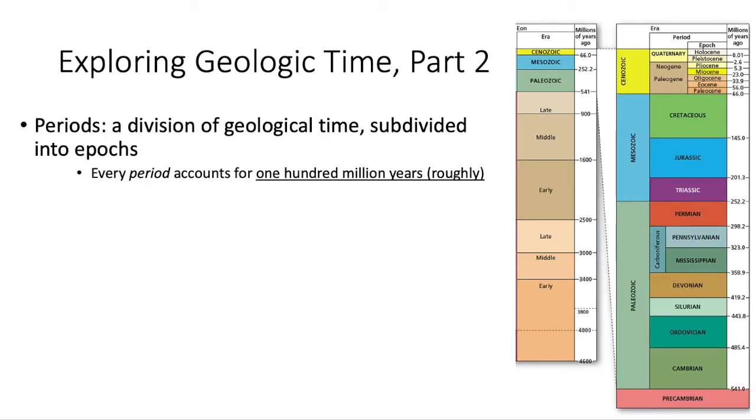All right, so every era is divided into periods. And so every period represents about 100 million years, roughly speaking. And so we can see some of the periods that you see here. And you've probably heard about this, especially when you were young and learning about dinosaurs. So the Cambrian period, or the Permian period, or the Mississippian, or the Jurassic period. Those account for roughly 100 million years. And in the present, we're in the Quaternary period.